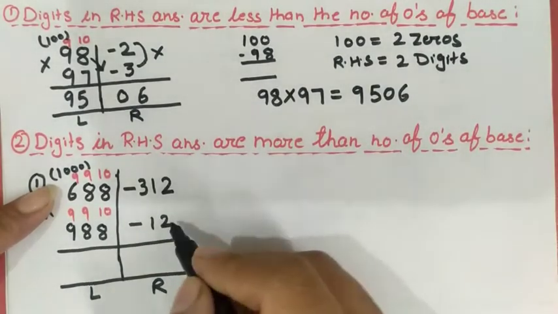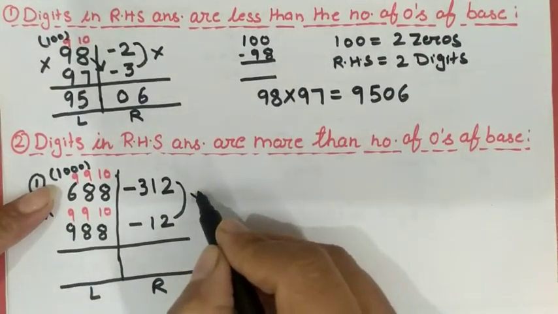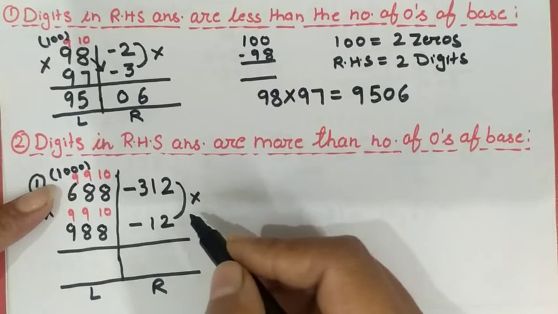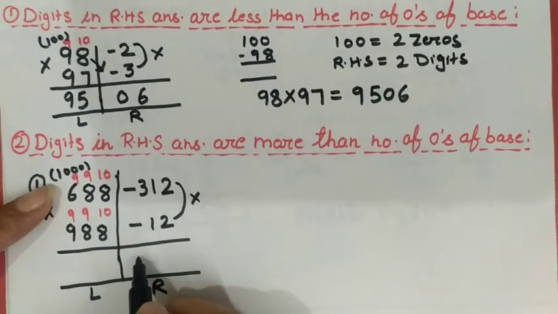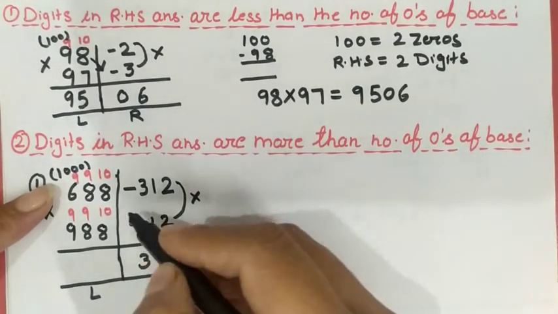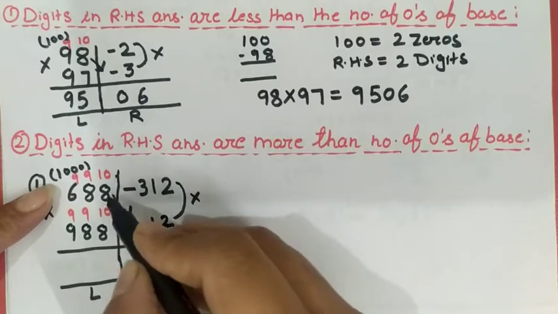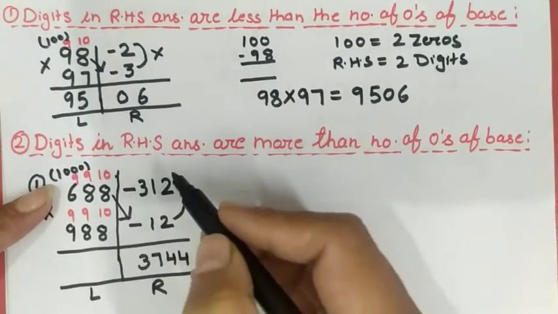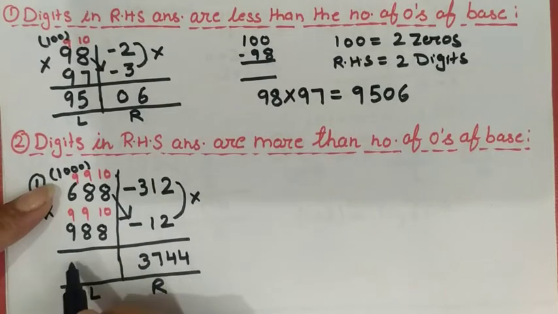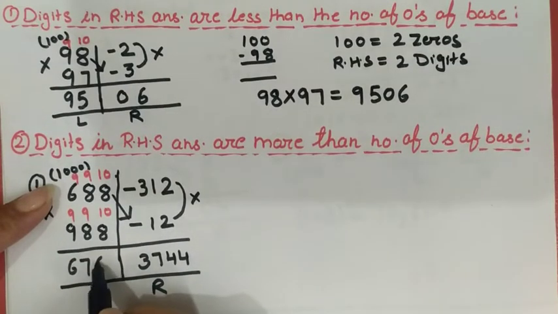To find the right hand side answer, you simply multiply your differences. Again, this is a big multiplication and we will learn its easy method in coming videos. For now, I am telling you the answer. The answer of this multiplication is 3744. And you know that for the left hand side, you have to cross subtract any of the two, whichever you find easy. I am choosing 688 minus 12 and the answer comes out to be 676.